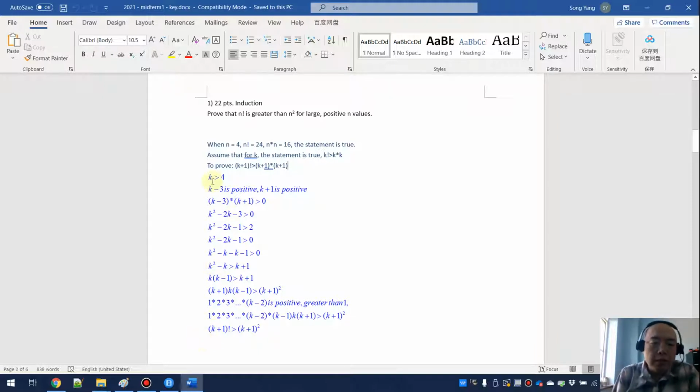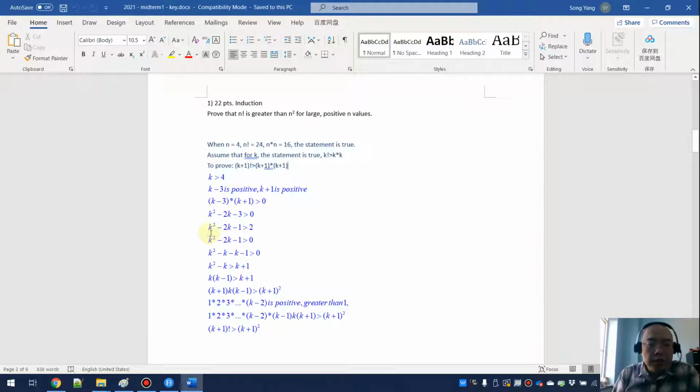Okay, so I started from k is greater than 4. If k is greater than 4, this means k minus 3 is a positive value, and k plus 1 is also a positive value, right? Because k is greater than 4, we just multiply those terms in, and we get k squared minus 2k minus 3 is greater than 0. Okay, and then I want to move 2 from the left side to the right side, so we have k squared minus 2k minus 1 is greater than 2.